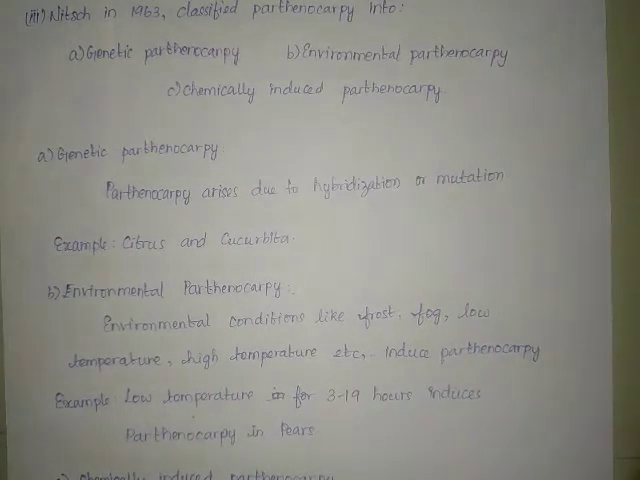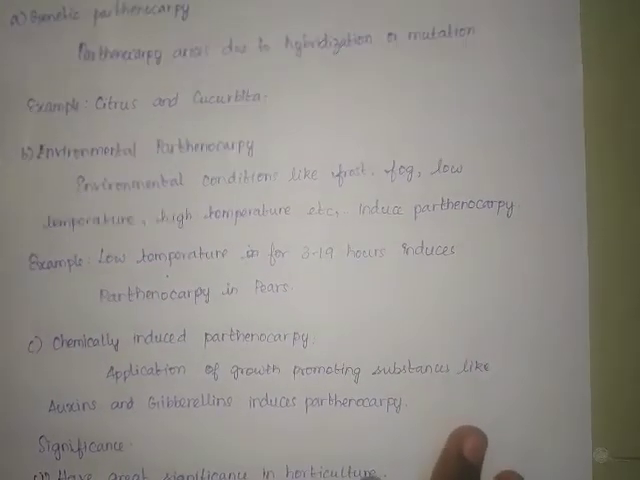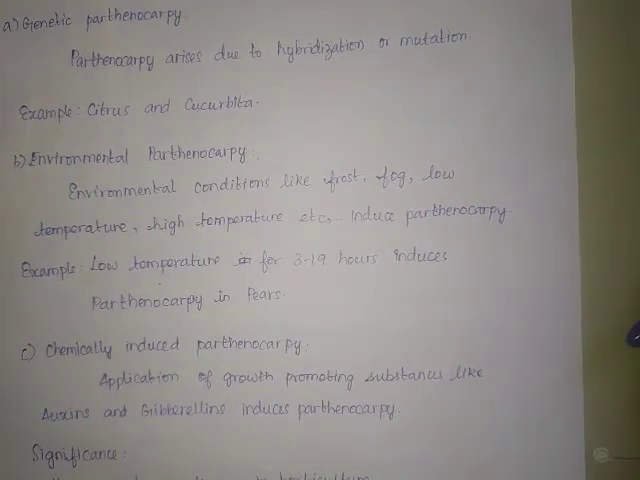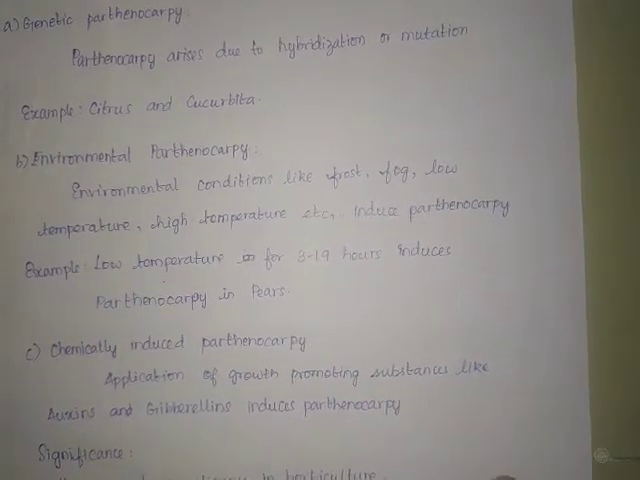Environmental parthenocarpy. Environmental conditions like frost, fog, low temperature, high temperature, etc. induce parthenocarpy. Example, low temperature for 3 to 19 hours induces parthenocarpy in pears. Next, chemically induced parthenocarpy. Application of growth promoting substances like auxins and gibberellins induces parthenocarpy. Next, we are going to write about its significance.